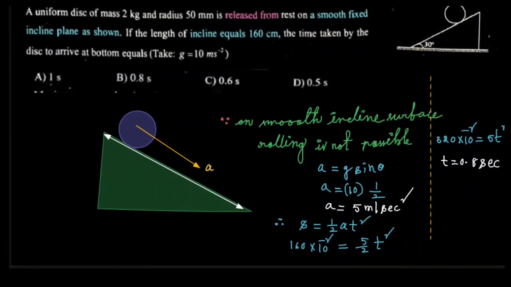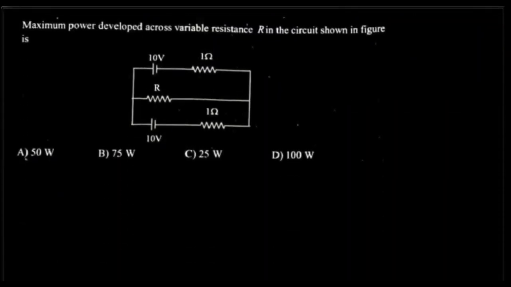Clear? Next one. The maximum power developed across a variable resistance R in the circuit shown in the figure. We have to calculate this maximum power, right? To get maximum power, the external resistance should be equal to the internal resistance.